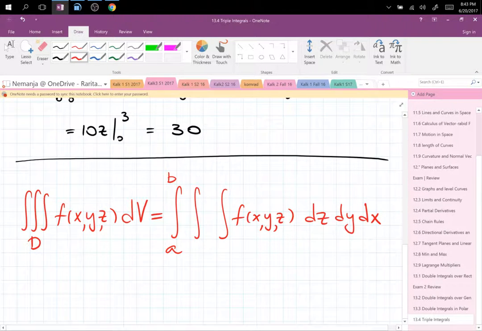These functions here, g and h, have to be in terms of x. And the function at the end are in terms of x and y.